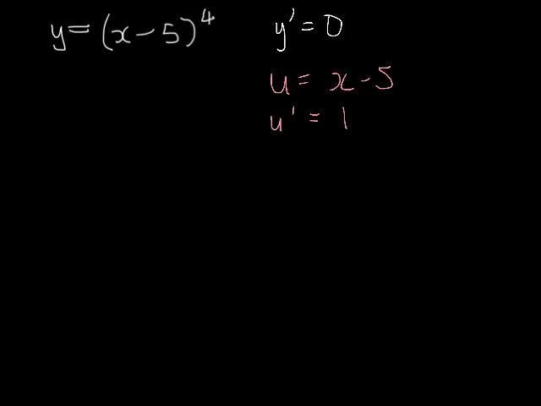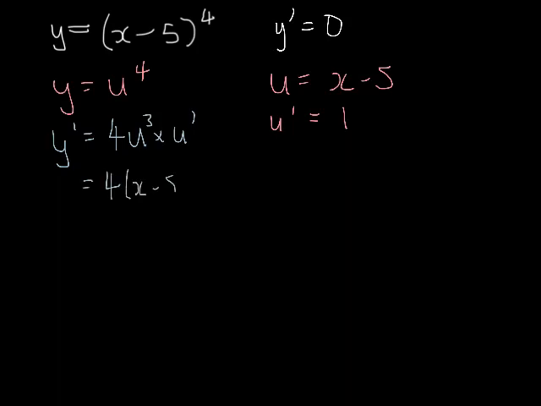So we've got y equals u to the power 4, which means y dash is going to be 4u to the power 3 times u dash, which is 4 (x minus 5) to the power of 3 times 1, which, simplifying it, is 4(x minus 5) to the power 3.